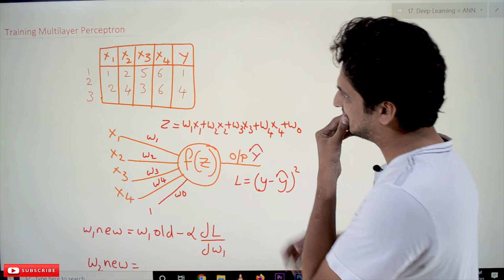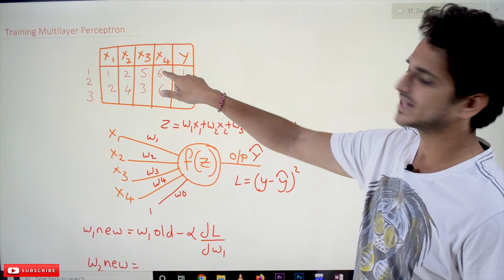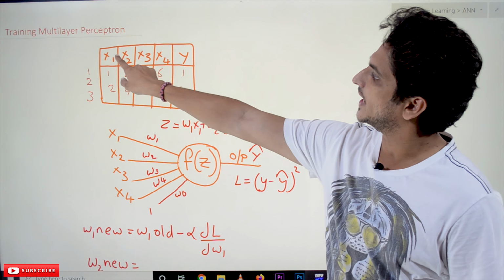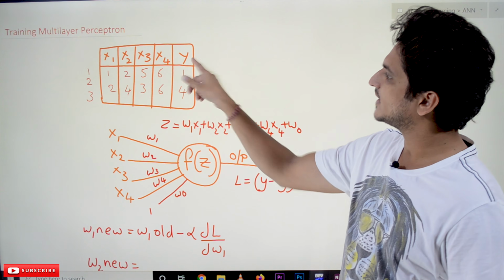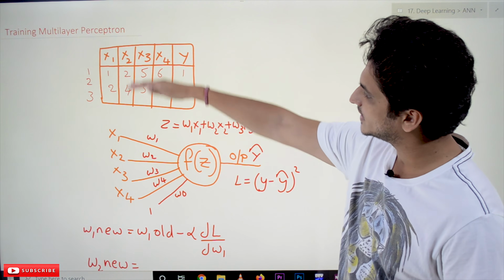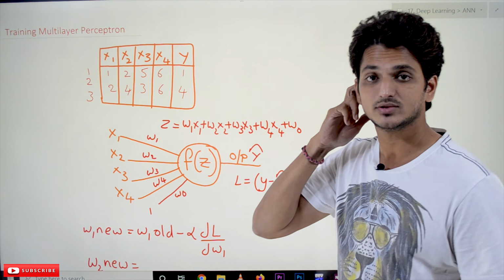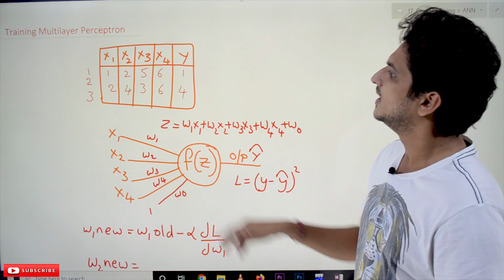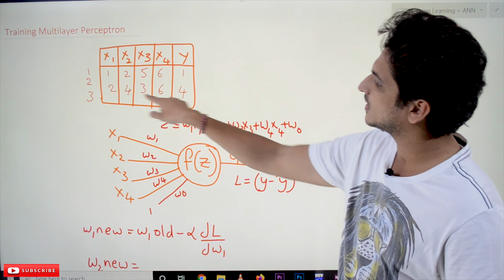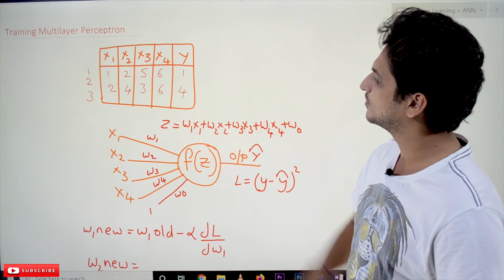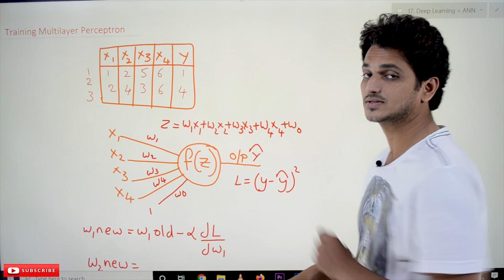Let's take this example. In our example, we have 4 inputs, x1, x2, x3 and x4, and y is the output. This is our data set. For simplicity, we are taking only 2 data points. We will have some thousands of data points. These 4 are the input columns and this is the output column. This is our single perceptron.